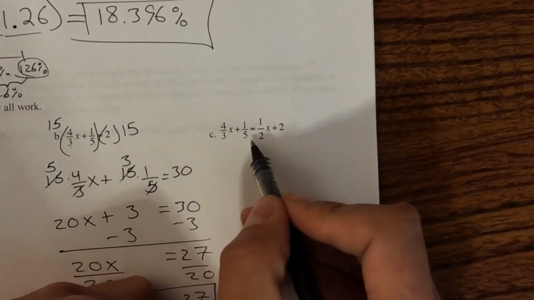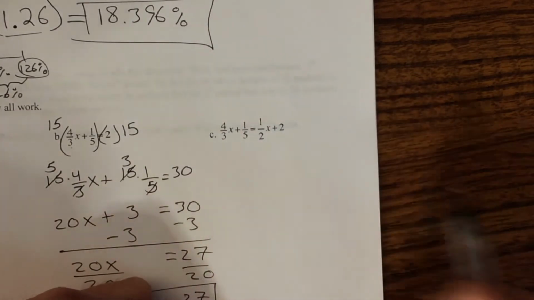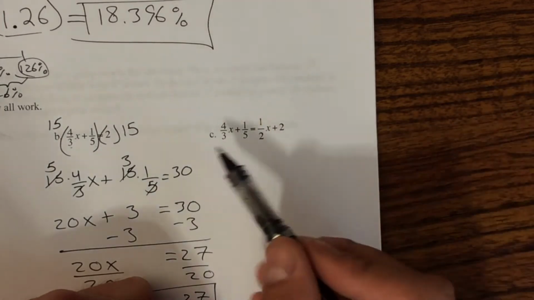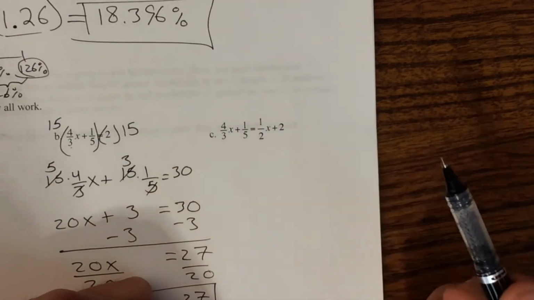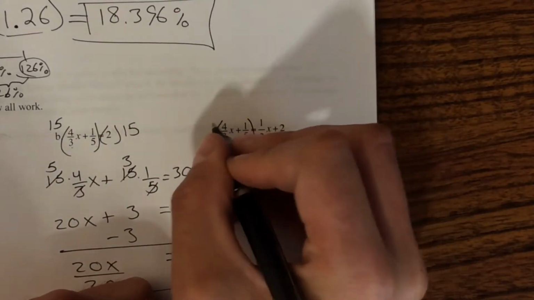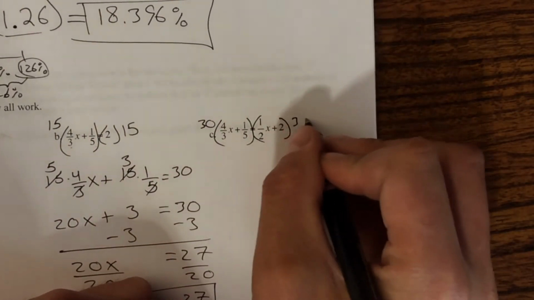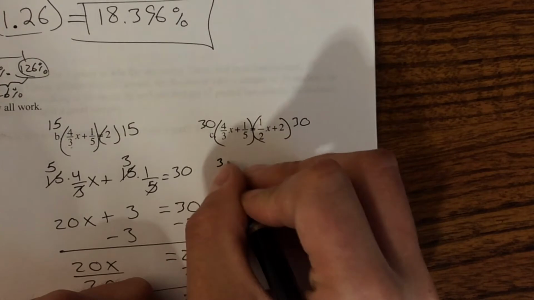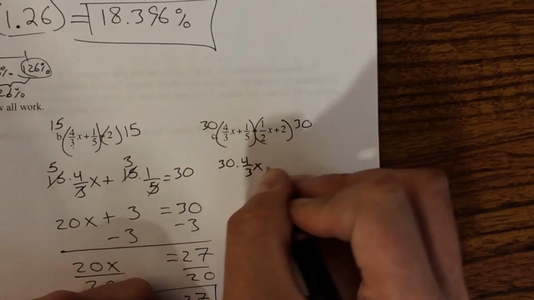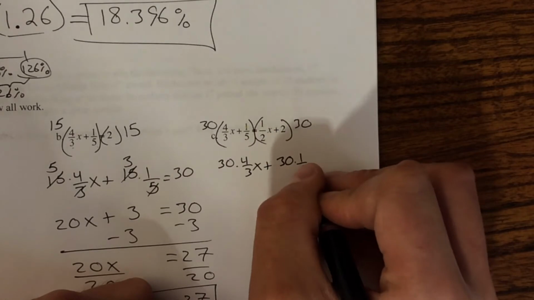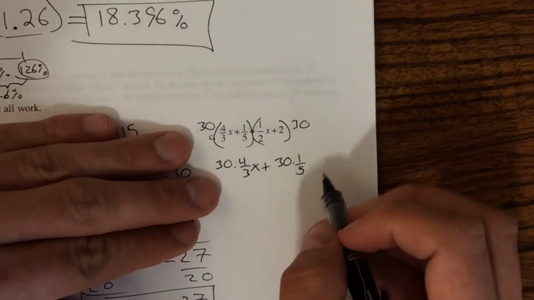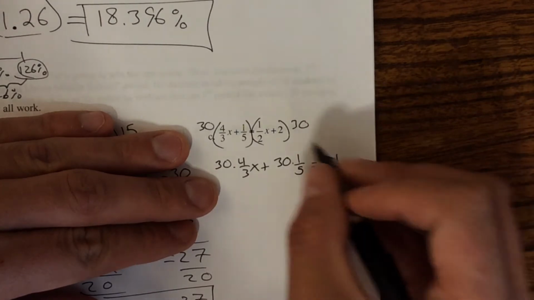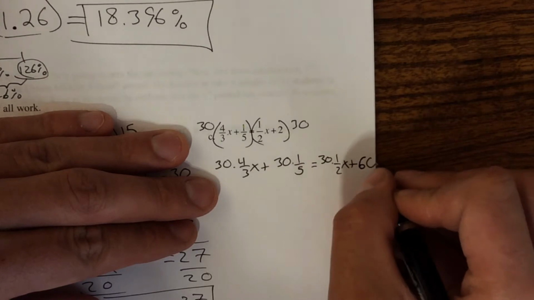So 3 denominators that I can see: 3, 5, and 2. I need a common denominator. It can't be 15 because 3 and 5 go into 15, but 2 doesn't, so it's got to be 30, right? Multiply both sides by 30. Every single term gets multiplied by 30. So 30 times 4/3 x plus 30 times 1/5 equals 30 times 1/2 x plus, and then 30 times 2 just gives me 60. I'll just go ahead and do that one right now.